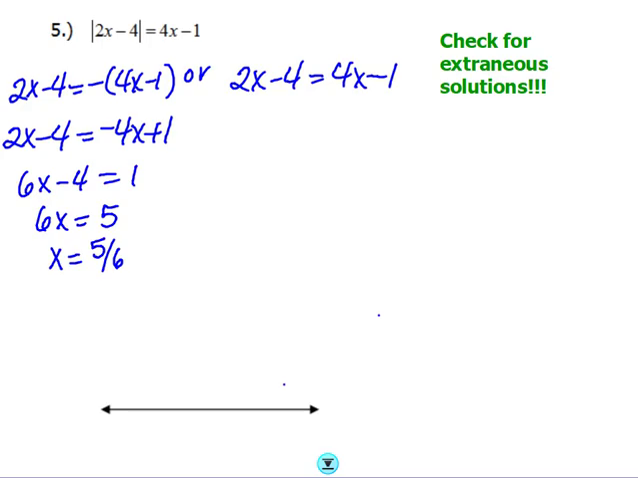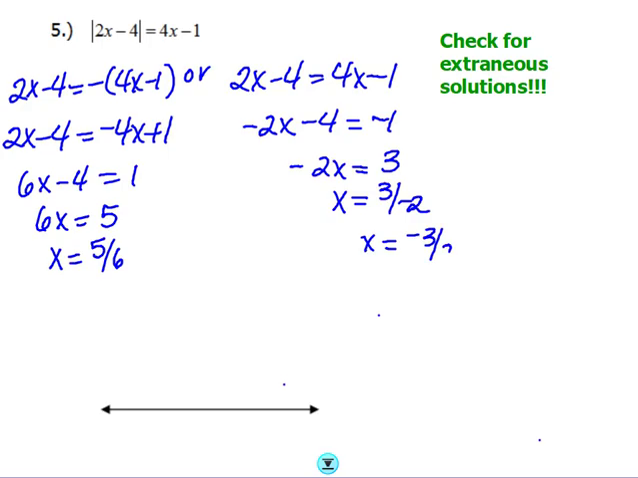All right, let's solve the second one. This time I'm going to subtract 4x. 2x minus 4x is negative 2x. Minus 4 equals negative 1. Add 4 this time. 4 minus 1 is 3. Divide by negative 2. So 3 divided by negative 2 is negative 3/2. All right, let's check both of these. Got fractions, so you might want to grab your calculator to plug them in to check.